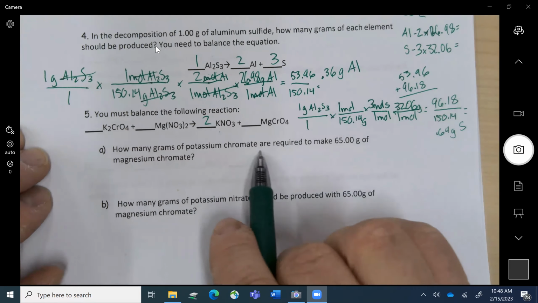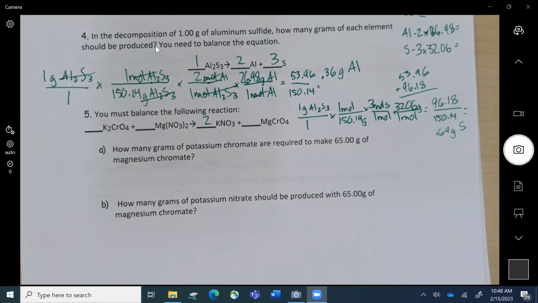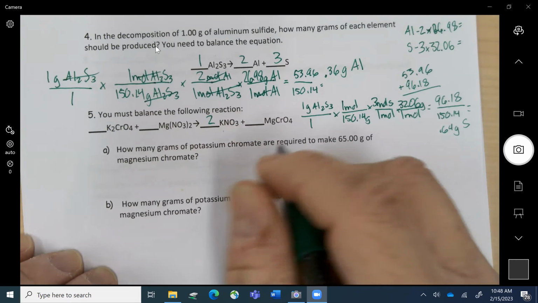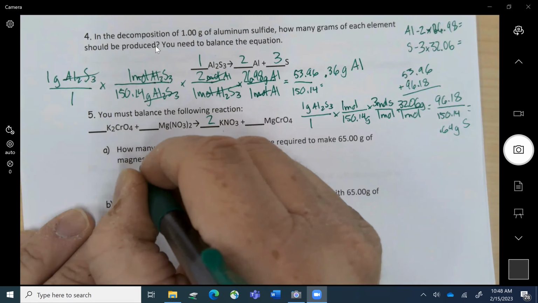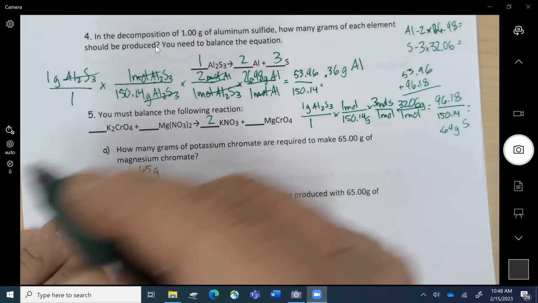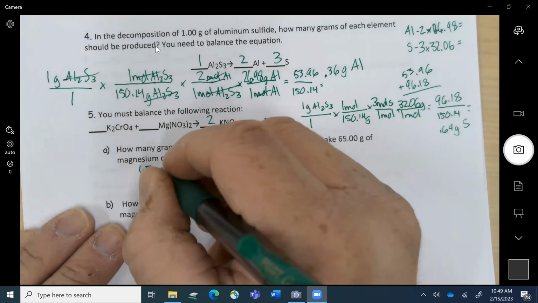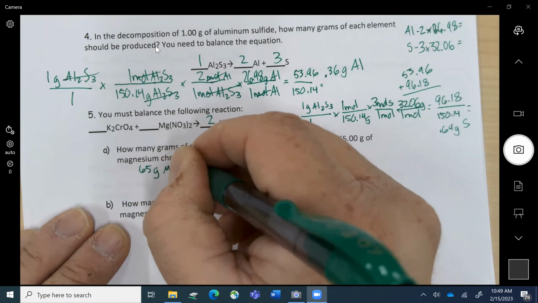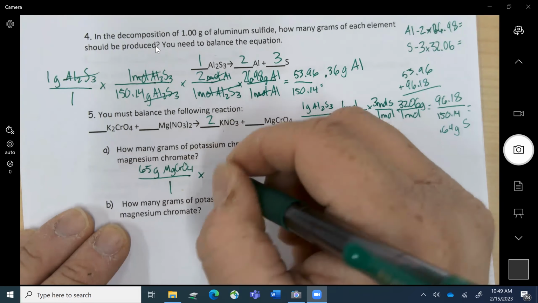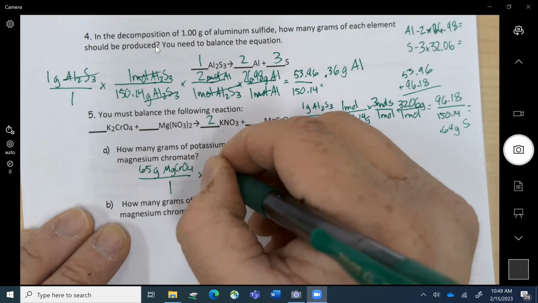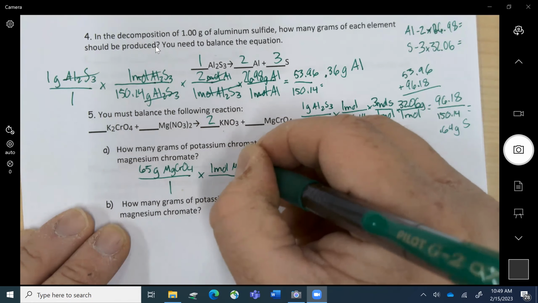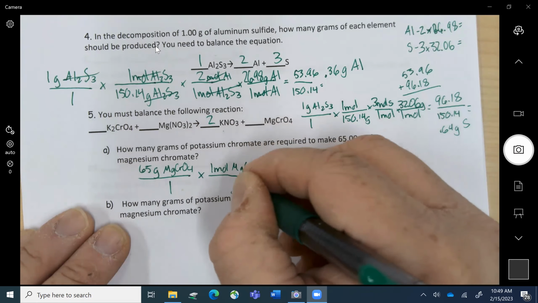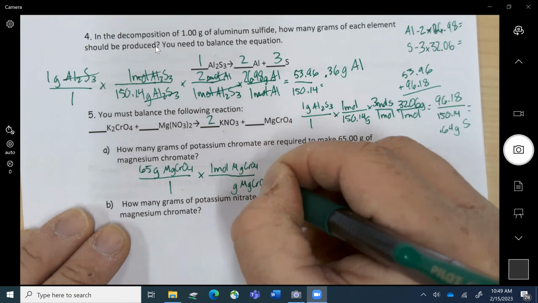How many grams of potassium chromate are required to make 65 grams of magnesium chromate? All right, so what I'm going to do is I'm going to sort of cheat. And what I mean by that is, you know how I laid out the 1 and then put in the numbers later? I'm going to do that first. So Mg CrO4, 1 times, this would be 1 mole of it, MgCrO4. This would be grams of it, MgCrO4.